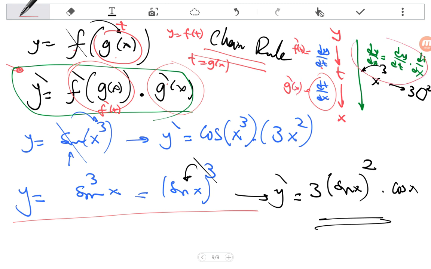So this expression is just the same as that expression. That is f dash of t, which is this one, dy by dt. And then g dash of x is the derivative of t with respect to x. So they are just two equivalent expressions for the chain rule.